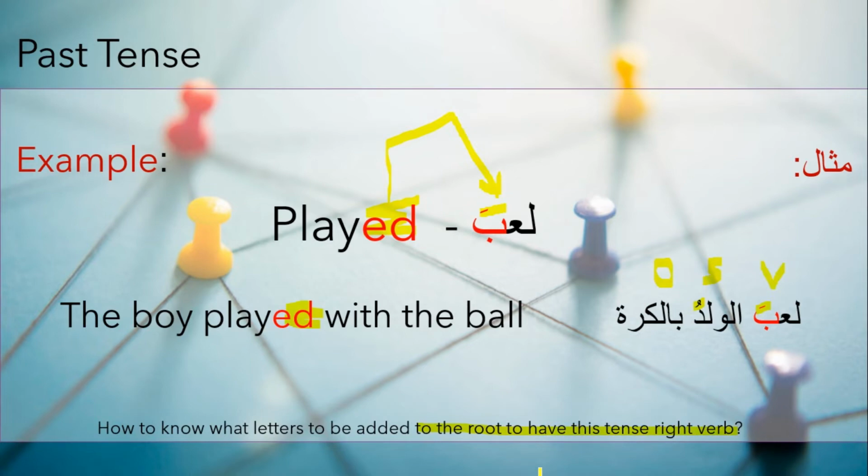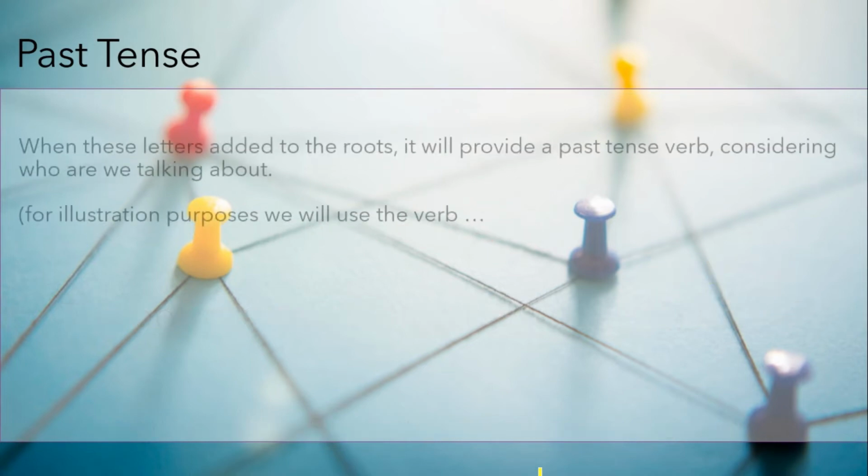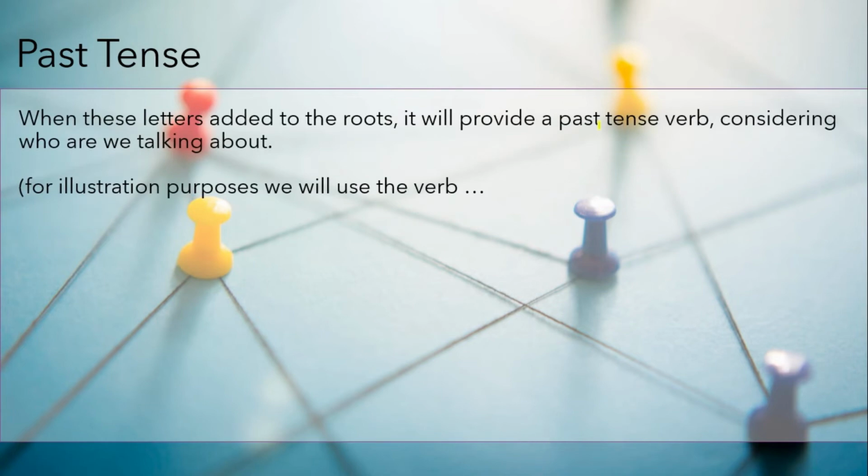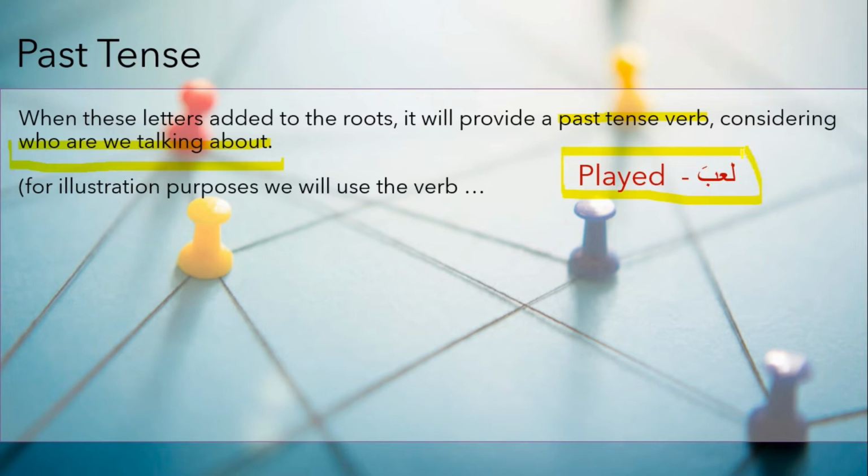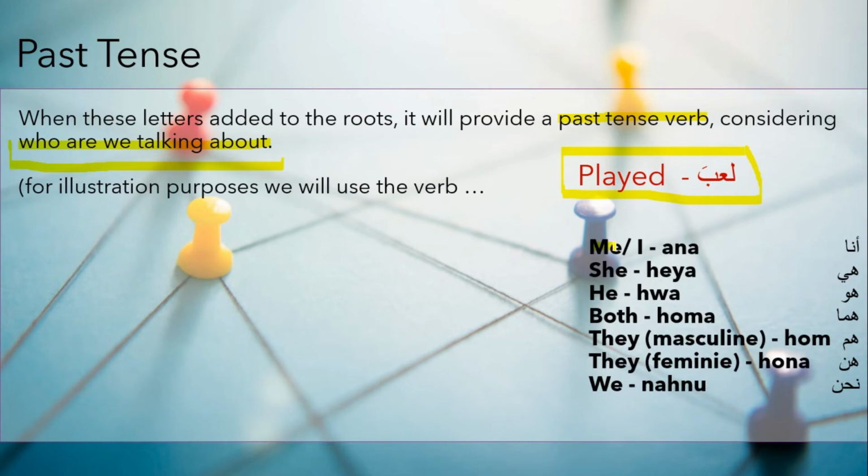But again, what we can add to the root to understand who we are talking about. The most important thing here we have to consider is who we are talking about or who we are addressing. Just to have everything clear to us, we need to understand who we are talking about and who we are addressing. I'm using exactly the same verb which is لعب, played, for illustration purposes. I'm not going to change the verb. So أنا, أنا, me, هي, she, again exactly the same list that we had before in the present tense.